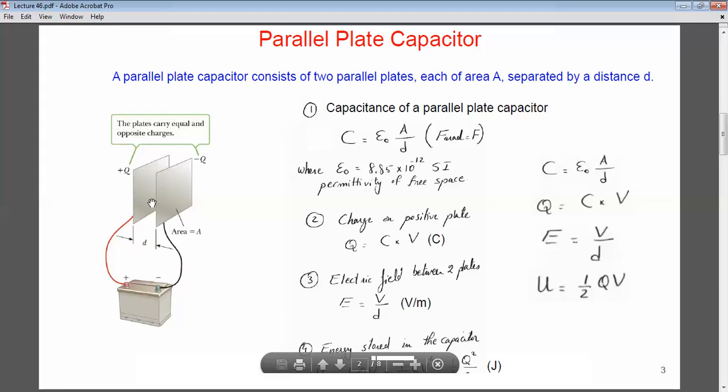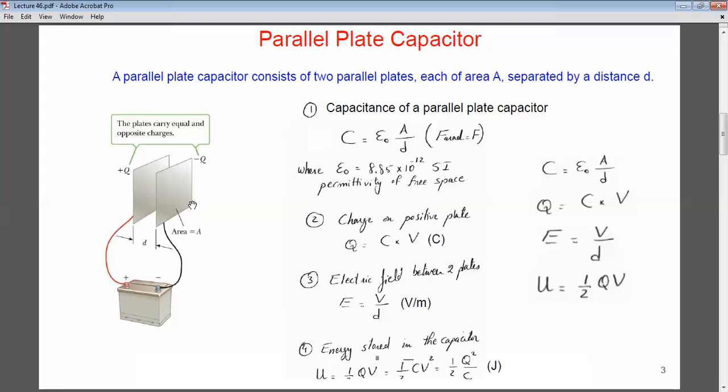Remember, when there is a positive charge, it will create around it an electric field which is outward, and when there is a negative charge, it will create an electric field inward. So the electric field will be going from the positive to the negative, and this is equal to the voltage across the battery divided by D, which is the distance between the two plates. There are 2 units for E. One of them is volt per meter, and the other one is the normal one that we know, which is Newton per Coulomb.